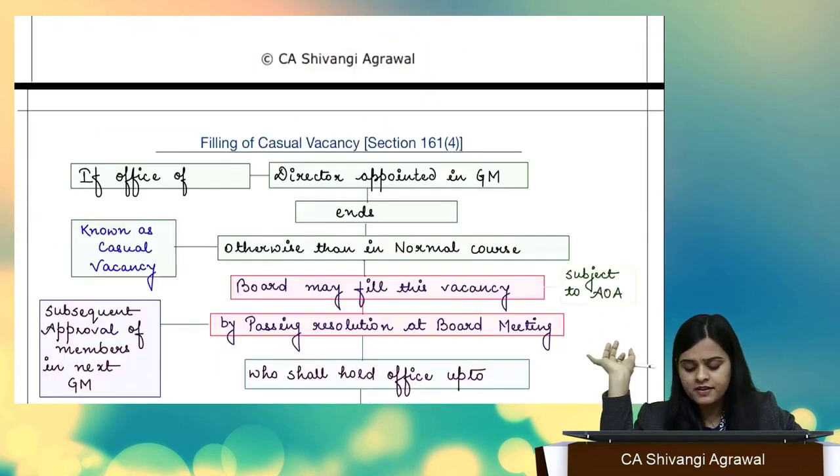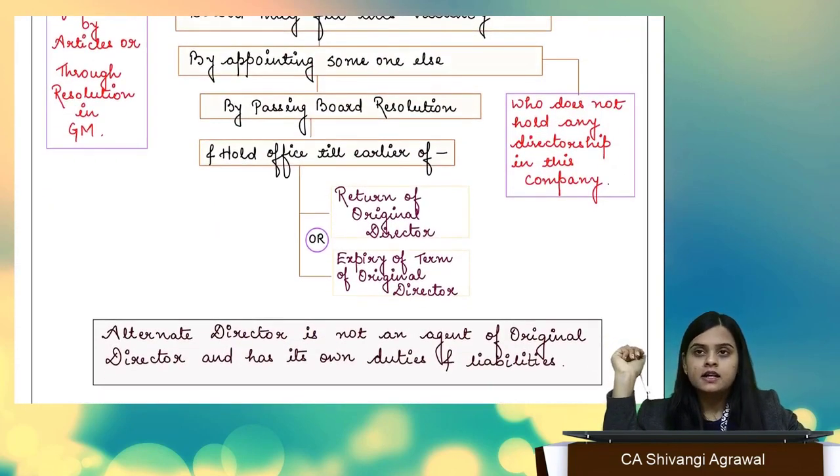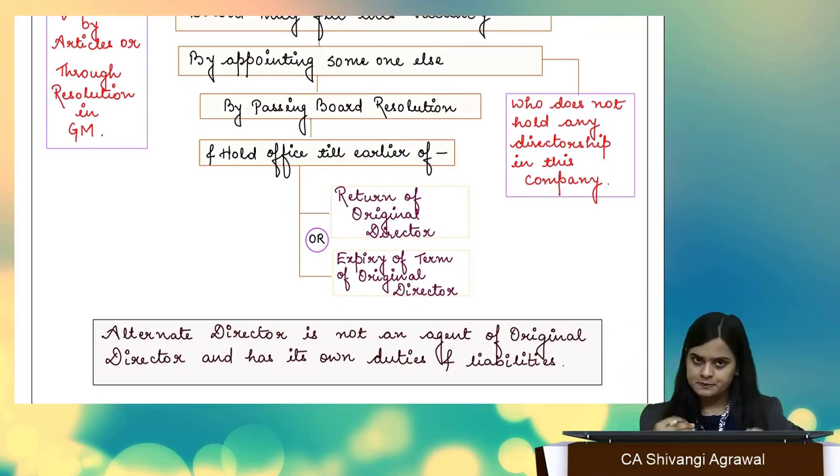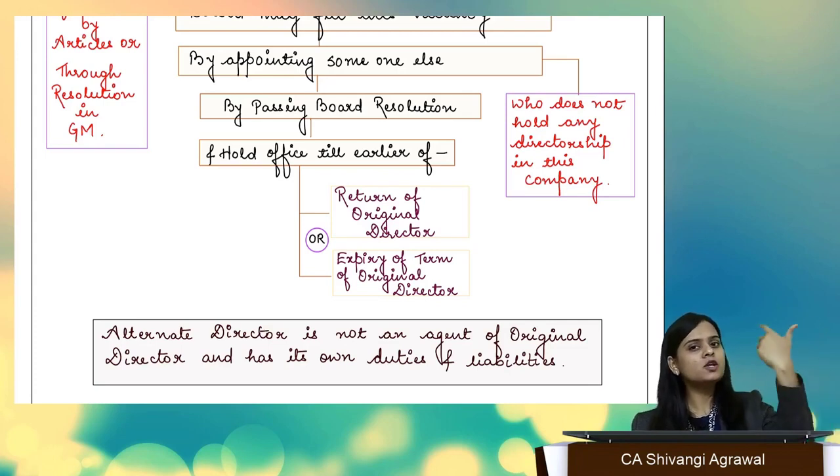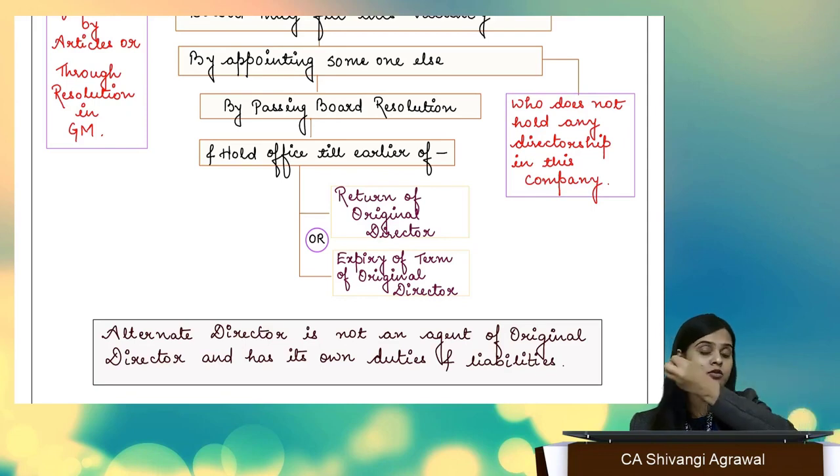And now, fine, nominee director. Nominee director, section 161(3). See, if the board gets a nomination, that means supposedly the company has taken a loan from a financial institution and they have an agreement that we are going to give you the loan only if you allow one person whom we are going to nominate to be a part of your board of directors.